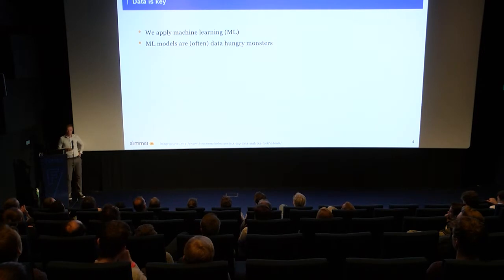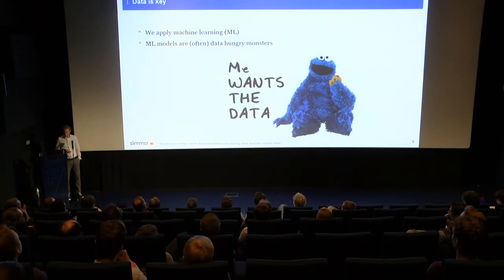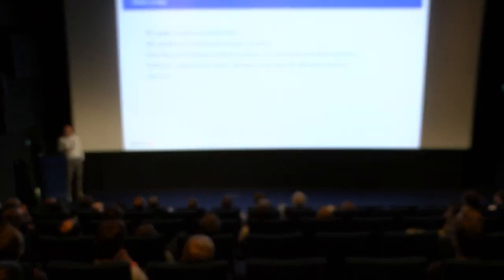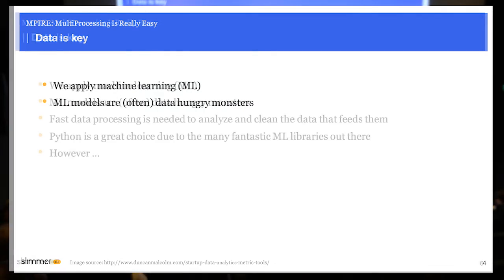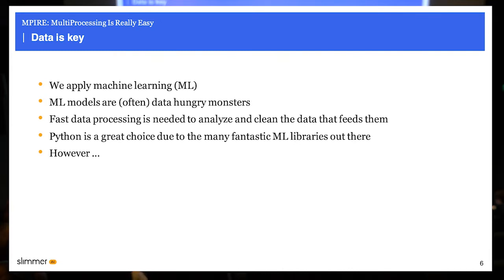And those models, when you train them, are often data hungry. You need to feed them a lot of data. So for this to work, you need fast data processing. You don't want to wait forever. You want to continually utilize your GPU. So fast data processing is needed to analyze and clean your data up, etc. And Python is a great choice for this because of the fantastic open source community that brought us scikit-learn, but also PyTorch, TensorFlow, and all the pre-trained models that come with it.